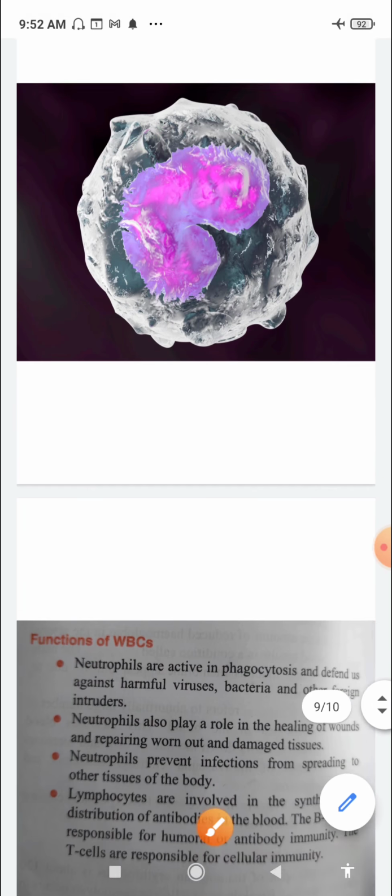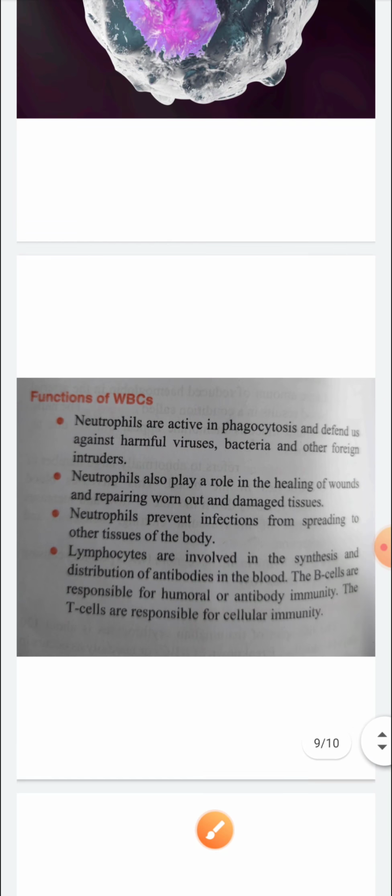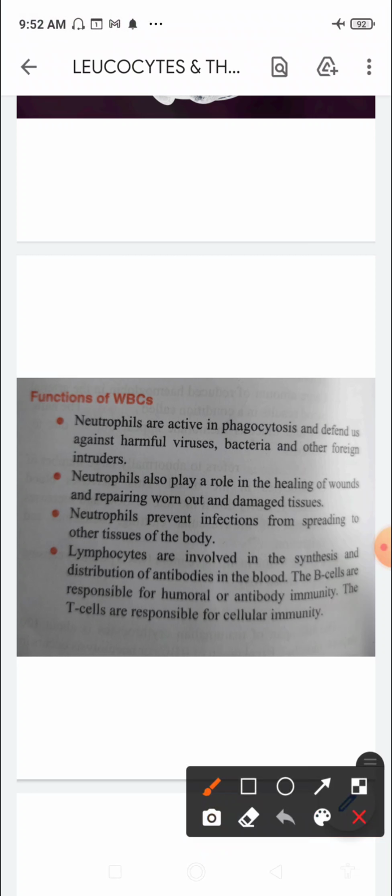And we come to the last part, that is the functions of the WBCs. Neutrophils are active in phagocytosis and defend us against harmful viruses, bacteria and other foreign intruders that come inside our body and cause some disease. Neutrophils also play a role in the healing of wounds and repairing worn out and damaged tissues. They prevent infections from spreading to other tissues.